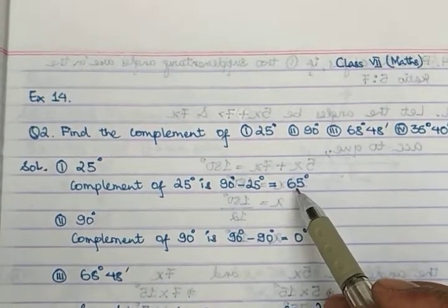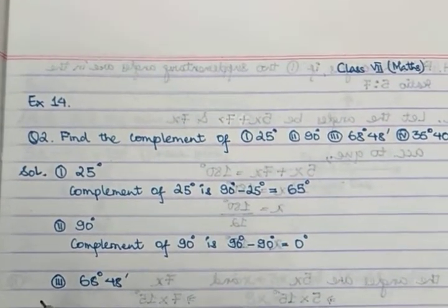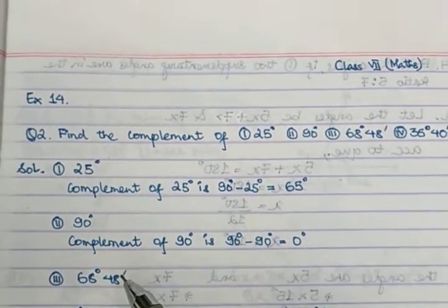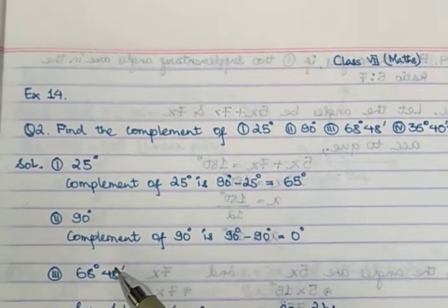Now you can cross check your answer as well. When you add 65 and 25, how much will you get? You will get 90 degrees, isn't it? Now these two angles, 25 and 65, are known as complements to one another. So this is how it is done.